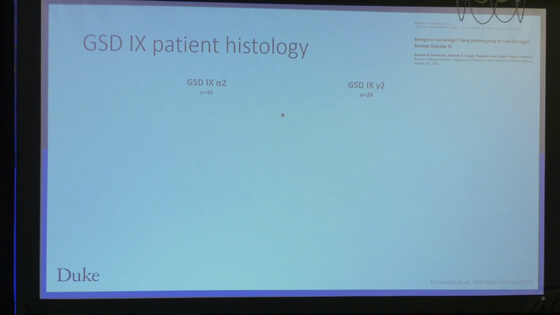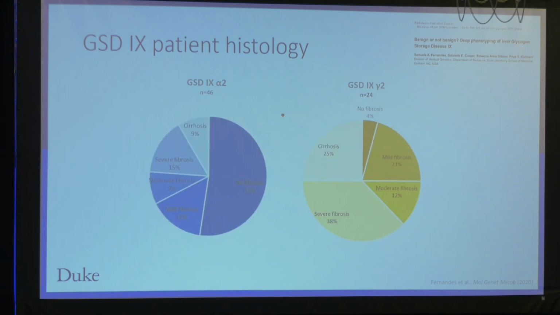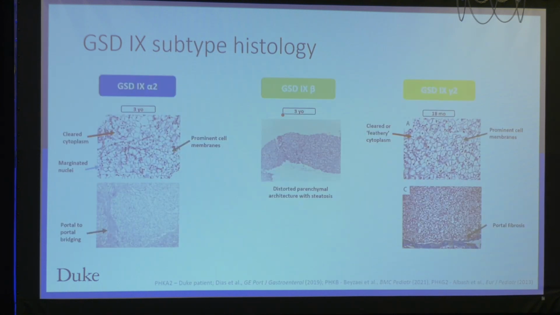So now I'm going to tell you, this is how we've worked with physician collaborators around the world. If they did do biopsy on their patient, we've tried to enroll them in studies. And this is again from that study. Let me point this out to you. So irrespective of subtype, you can see with GSD9A2 or alpha-2, with GSD9 beta, and with GSD9C or gamma-2, you can see how much involvement there is of the liver when you look under the microscope.